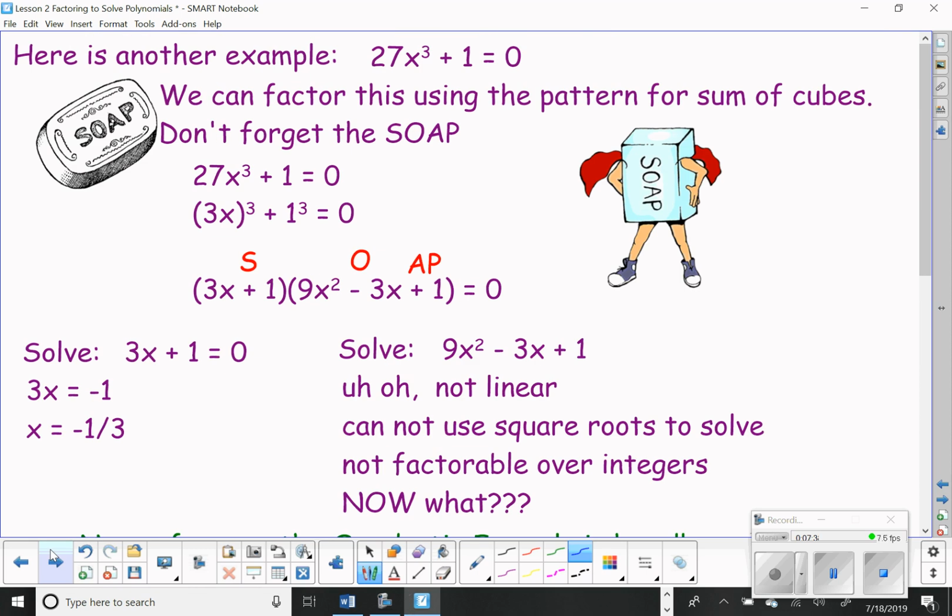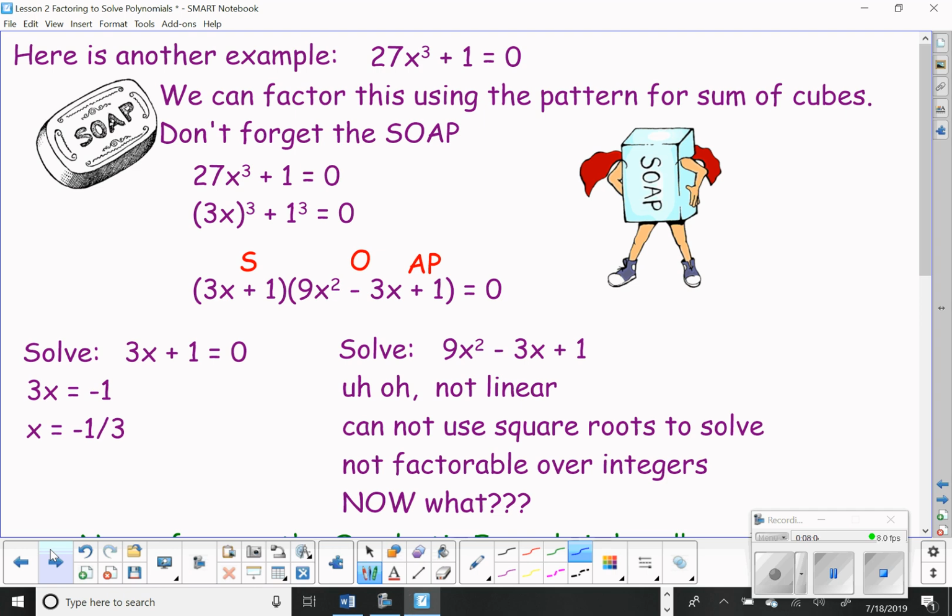Now, here's another example. Sum and difference of cubes. Rest assured, there's almost always a sum or difference of cubes on almost every test that has anything to do with factoring from here to the end of the year. You have to know this pattern. It is just a pattern. Please memorize it. Same, opposite, always positive. SOAP tells you whether you're adding or subtracting each term.